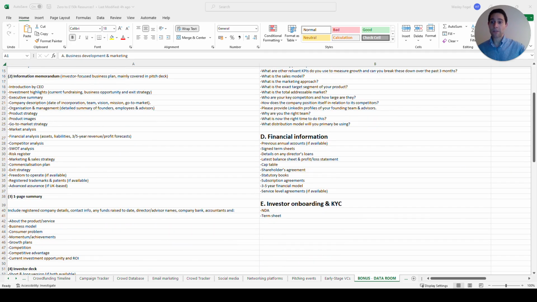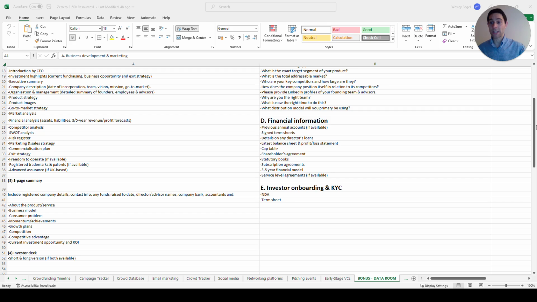Now moving down, there is also a suggestion of something simpler if you aren't really up to writing a business plan or an information memorandum. A one-page summary is really the easiest thing to get started with, and I've got some examples or ideas really for what you should start to consider including in that.